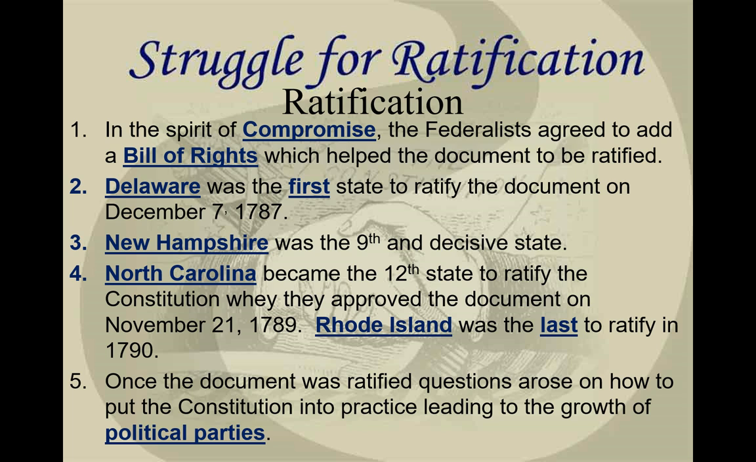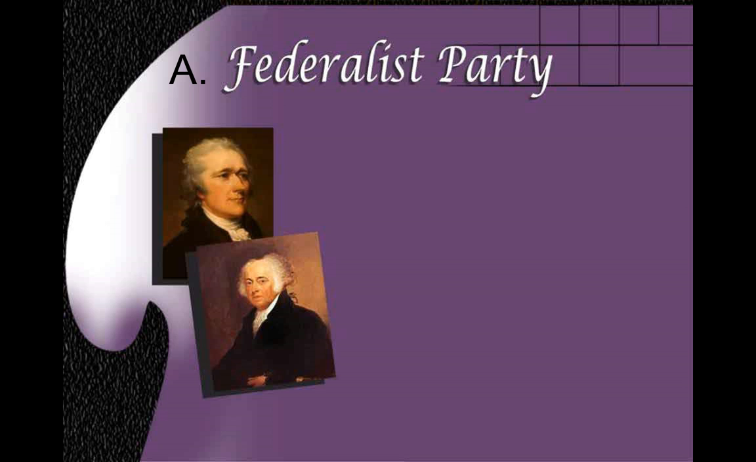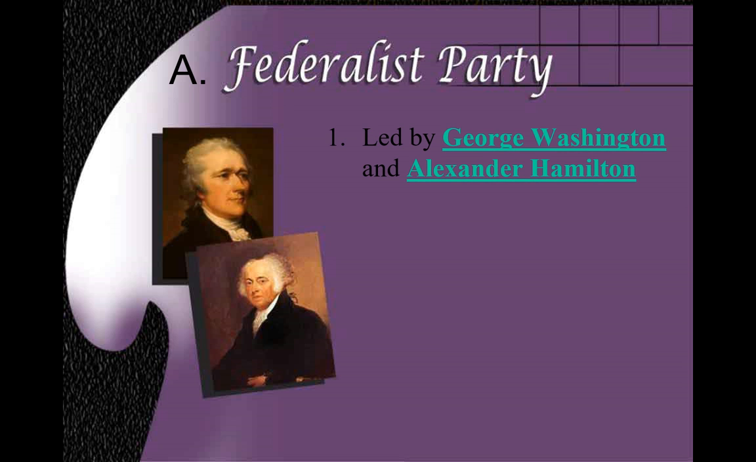Once the document was ratified, questions arose on how to put it into place, and it eventually leads to growing political parties, in particular between Jefferson and Hamilton. So you're going to see the Federalist Party, which is going to be led by George Washington and Alexander Hamilton. There they are pictured right there. They believed in a strong central government.